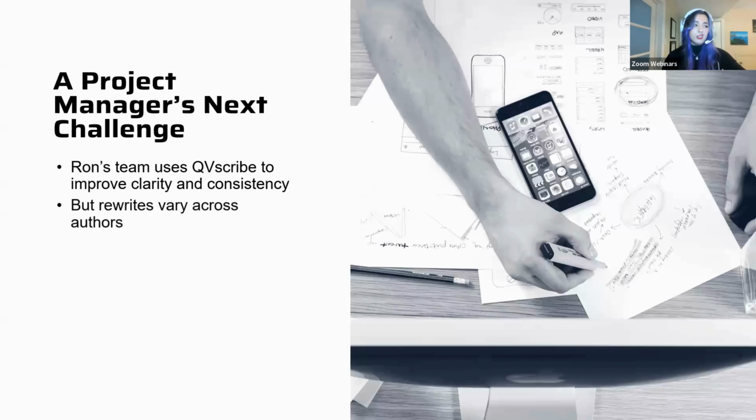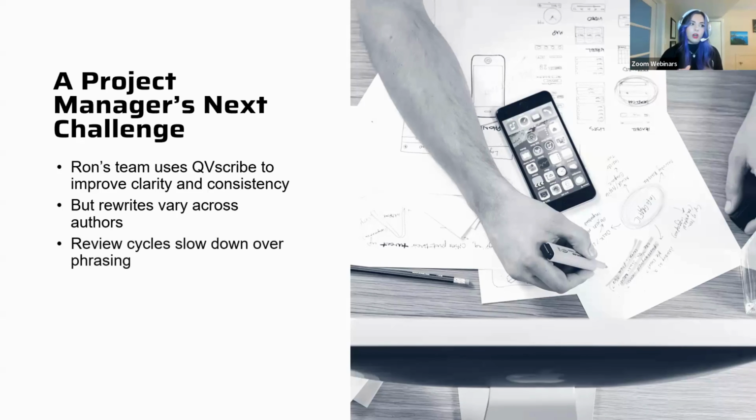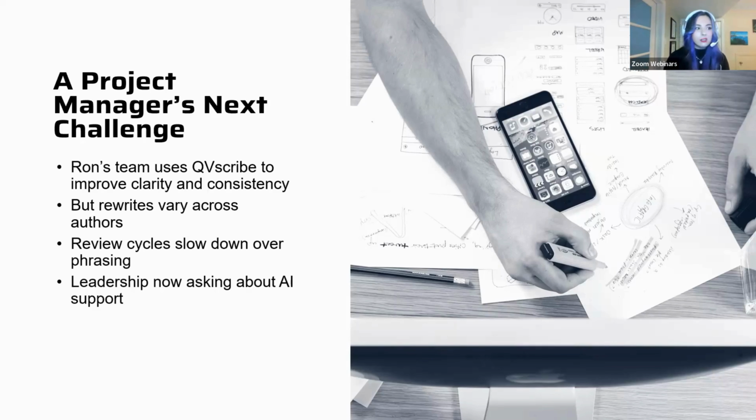Different authors fix issues in different ways. Across shared documents, style and phrasing can shift from section to section. And review cycles start to slow down, not because requirements are unclear, but because teams are starting to debate wording. At the same time, leadership is also starting to ask new questions about AI support. Could it help teams move faster? Could it do so while still following their standards? And authors were asking something similar along those lines.